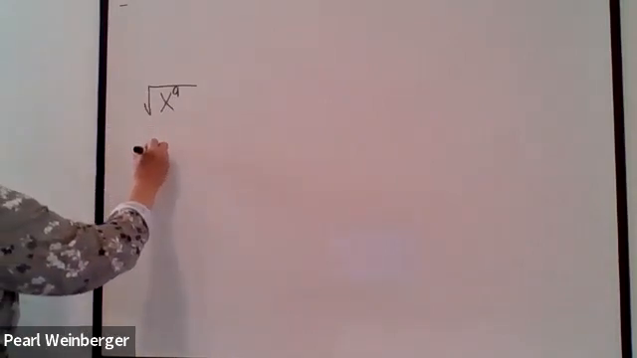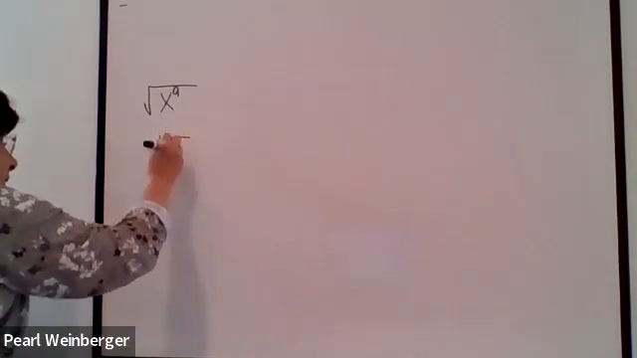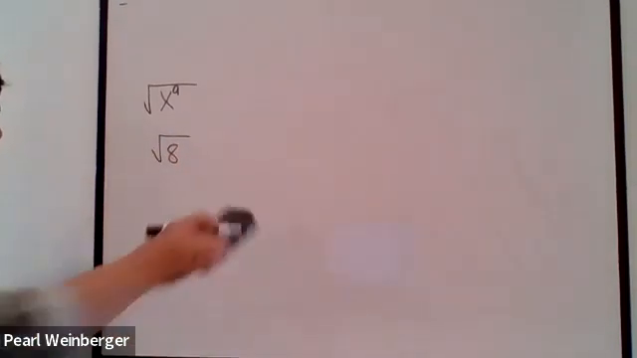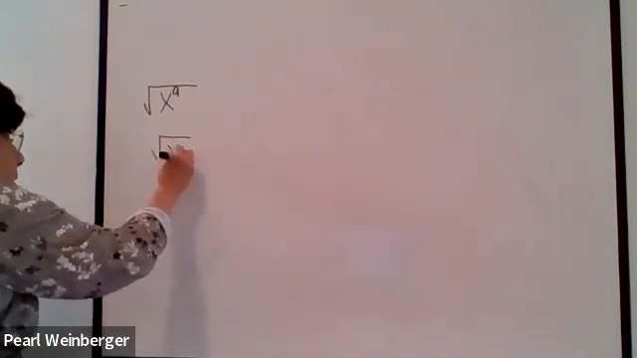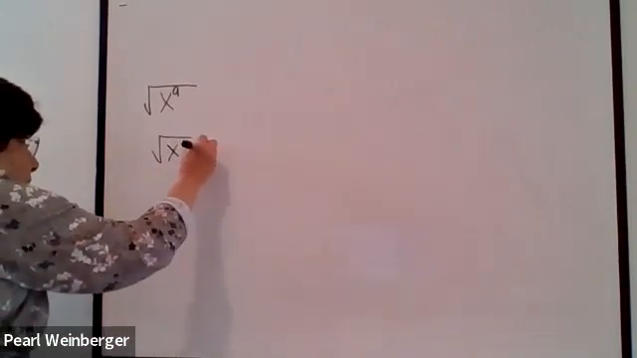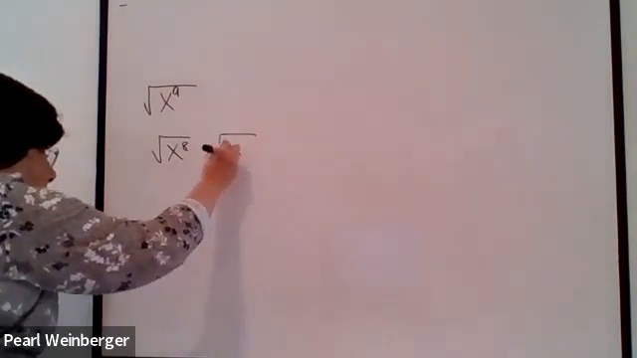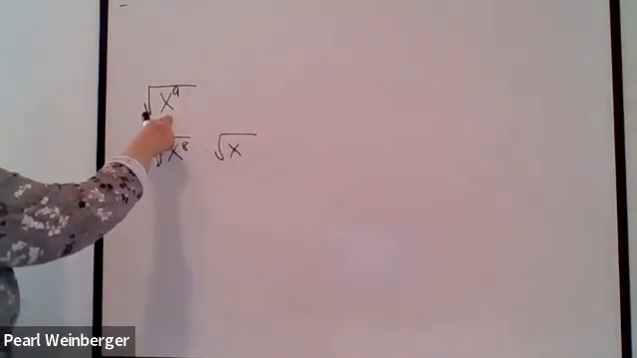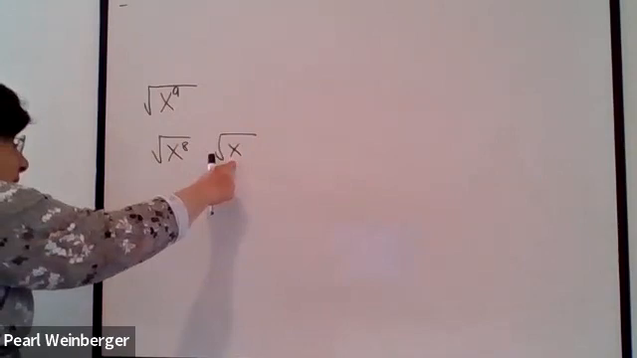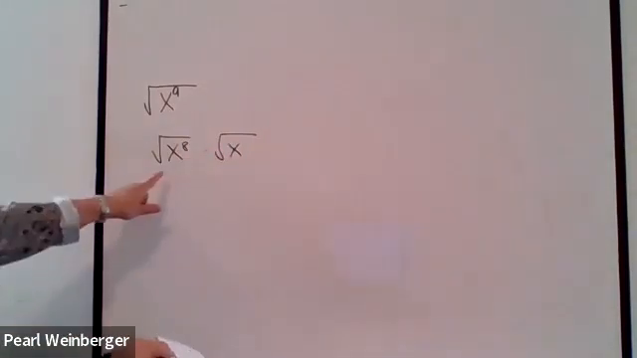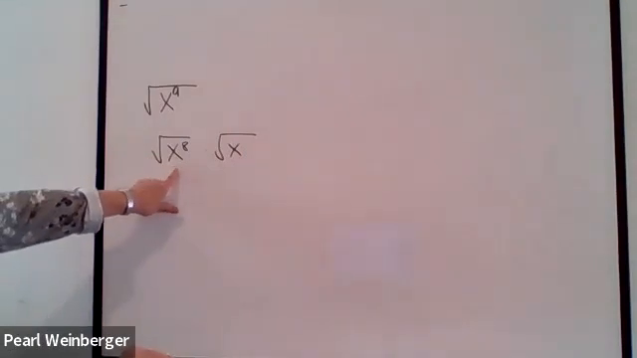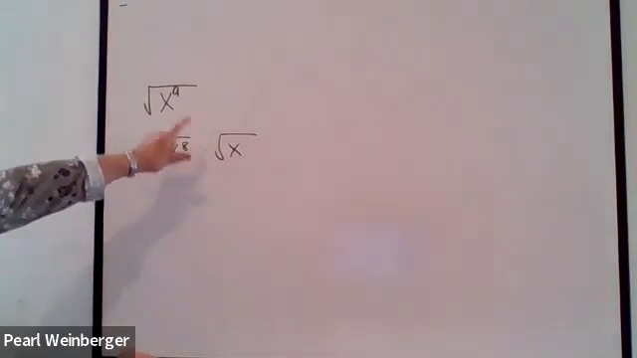You're going to rewrite this as x to the 8 times x. In other words, we're going to break up the x to the 9 into x to the 8 and x. How does that help us? Because the square root of x to the 8 is a perfect square. It has an even exponent.